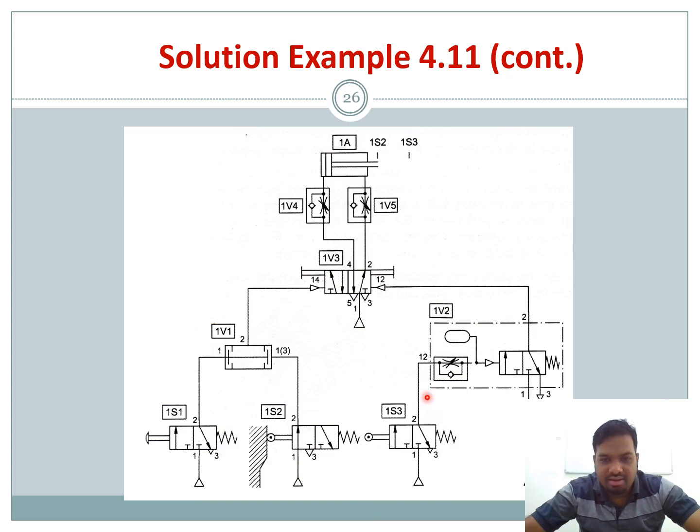Once it extends, it will reach 1S3 at the maximum position, and 1S3 will be activated. Once it activates, it will enter a time delay valve. So this is the time delay valve. If you are not sure, refer back to the previous videos on how the time delay valve works. Once the time delay of 6 seconds is achieved, it will send input to the right hand side of the 5/2 valve for it to retract. This is a simple application.